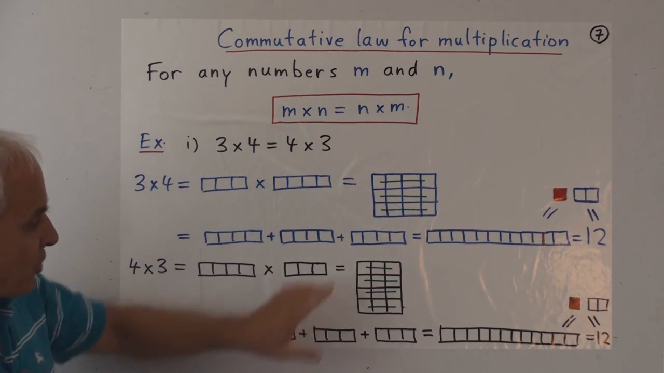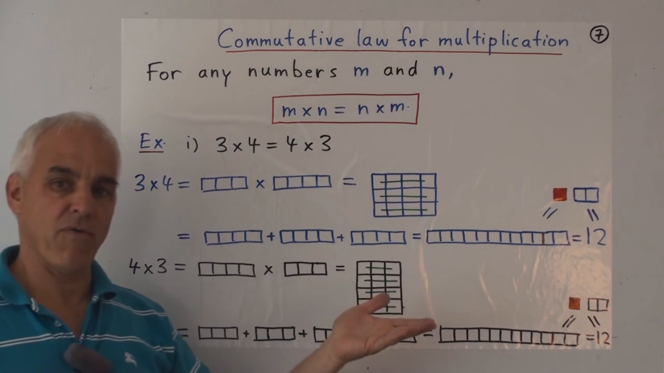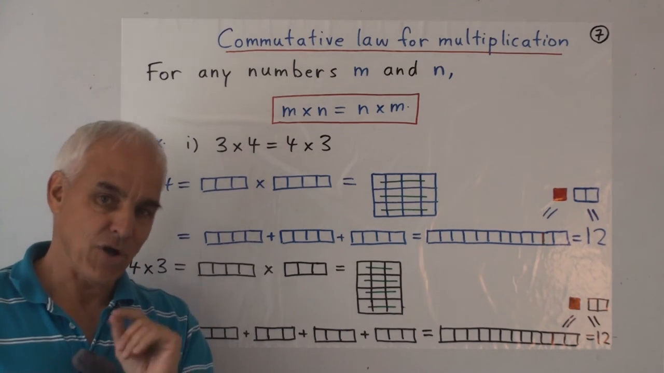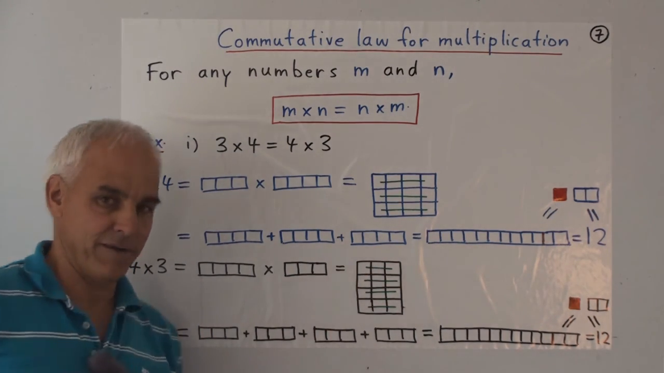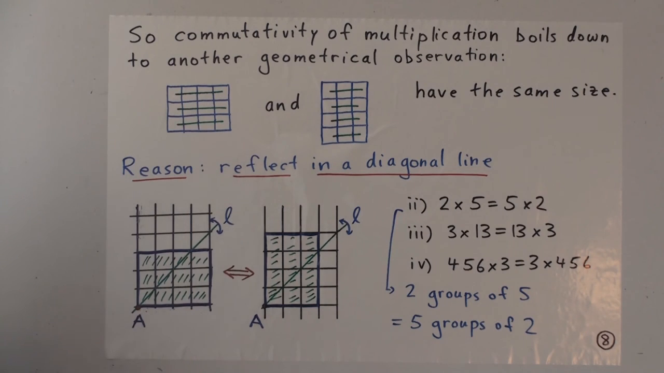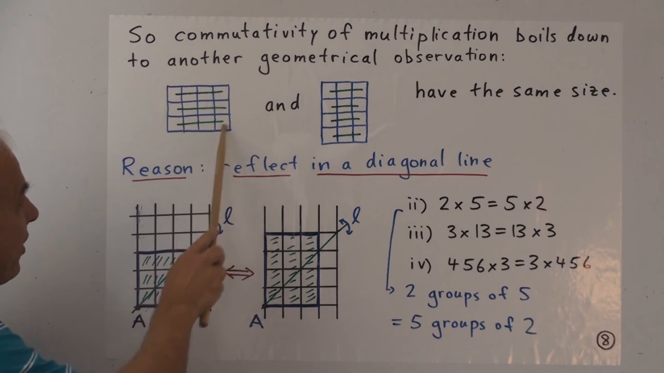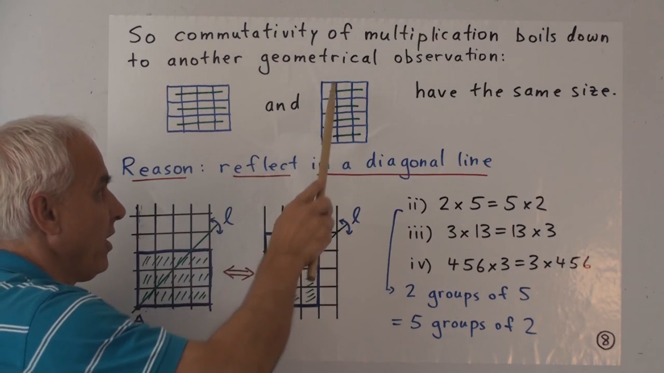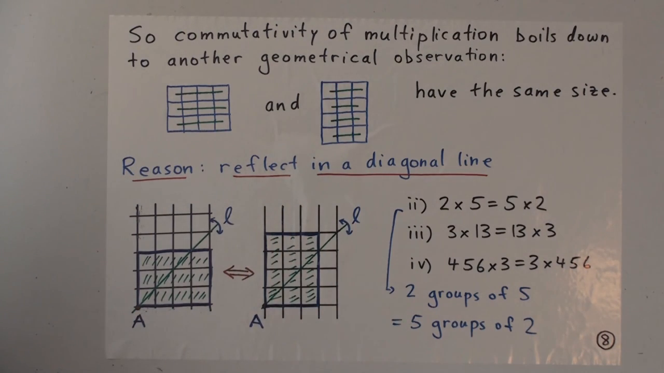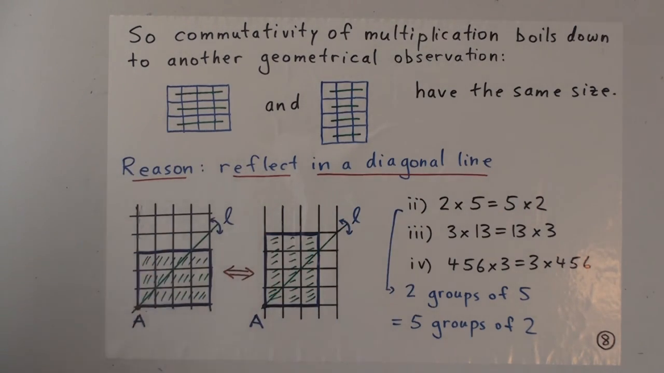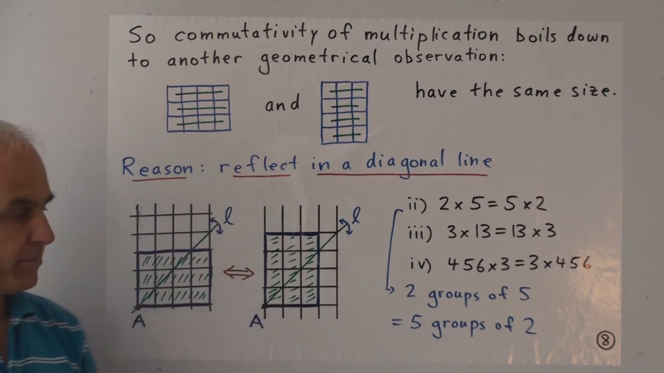The reason is, to get from one of these to the other, we just flip it over. We just reflect in a diagonal line. So it's also a reflection, but it's a reflection in a diagonal line. Let's see how that goes. So the commutativity of multiplication boils down to another geometrical observation, that the number of cells in this 3 by 4 rectangle is the same as the number of cells in this 4 by 3 rectangle. These rectangles have the same size. And the reason, we can reflect in a diagonal line.